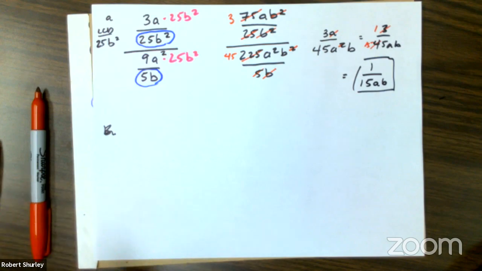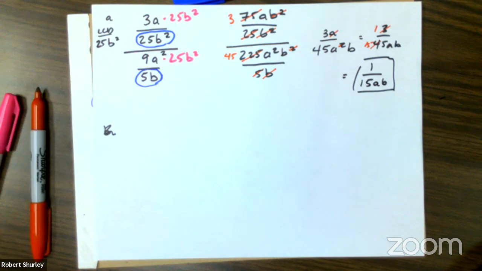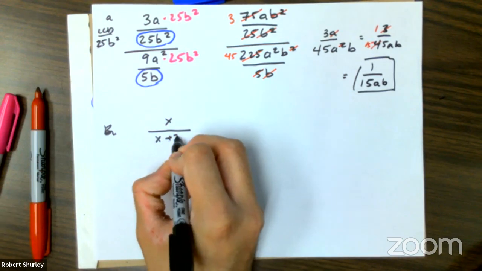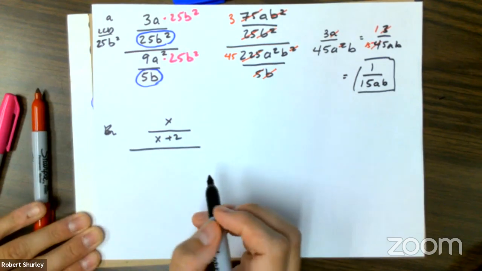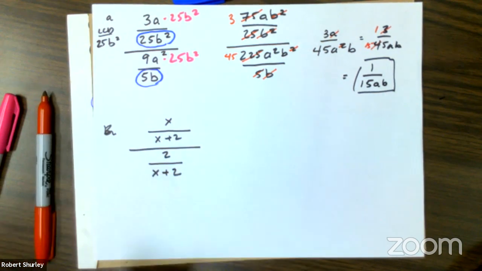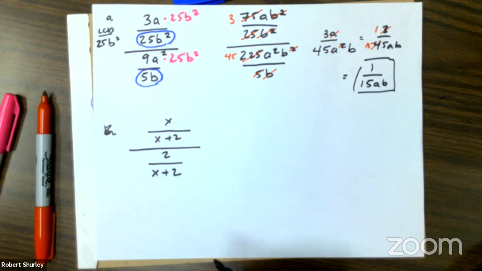Let's shift to binomials and bigger looking, monstrous looking fractions. That doesn't mean they're harder though. So let's start with the really easy one. It's actually number 6, x over x plus 2 divided by 2 over x plus 2. Now look, this is going to be the easiest, most simple one because these denominators are exactly the same, okay? But I want to show you the process with a really, really easy one first.